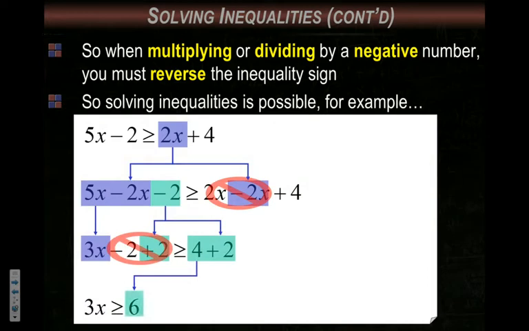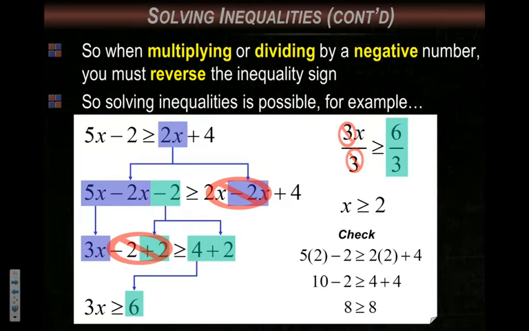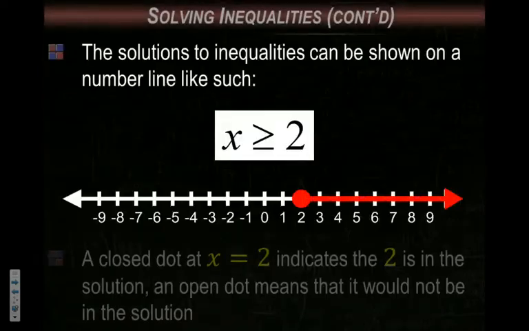Okay? So now I'm here. 3x is greater than or equal to 6. Can divide both sides by 3. And my answer is x is greater than or equal to 2. And I can also verify it the exact same way. We've already done this. The only exception is that weird case.